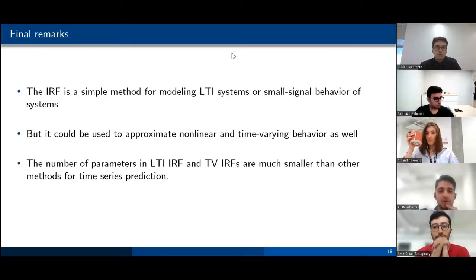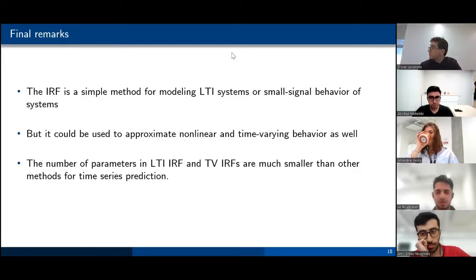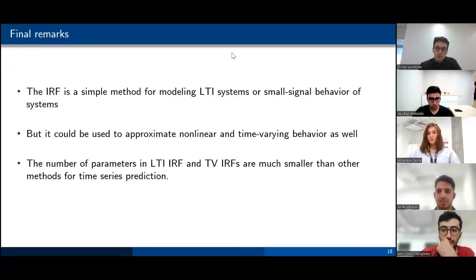Furthermore, the number of parameters that we deal with when estimating the IRF is usually very small compared with other approaches such as methods used in machine learning. And depending on the memory of a system and its characteristics, for example, a time varying IRF could have a maximum of around 100 parameters, whereas trying to train a recurrent neural network to predict the outputs for a time series will have a lot more parameters than this type of model.